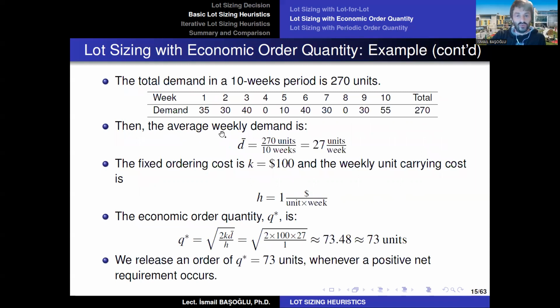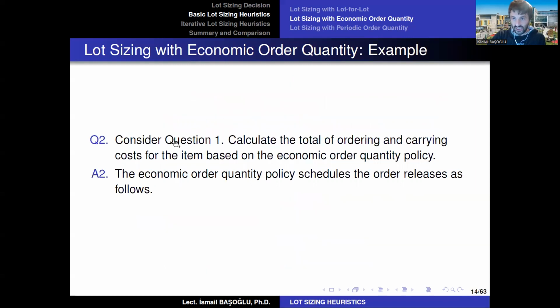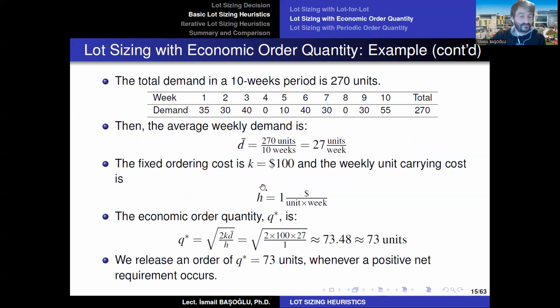Okay, let's perform this for the same question which we have mentioned when we were talking about the lot for lot approach. I'm not going to repeat the explanation of this question. If you have not watched my previous video about the lot for lot approach, please do so to learn about that problem. Now, in this problem, the demand for the following 10 weeks is listed as follows.